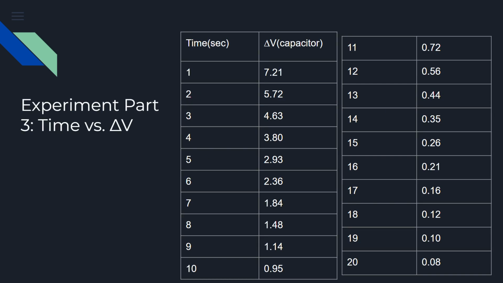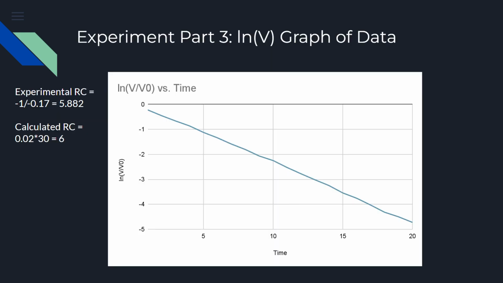So here is a table showing time versus delta V of the capacitor. As we can see here, it decreases exponentially as time goes on. And here is a graph of the data with ln of V over V naught versus time.